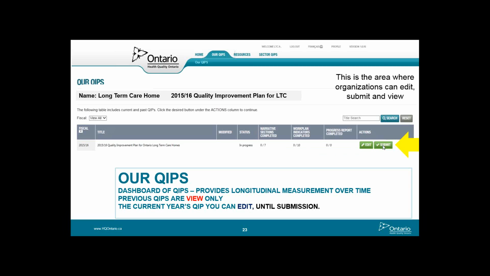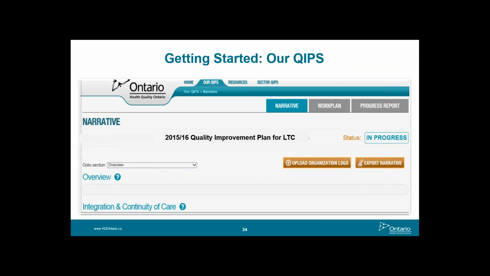There may be common indicators that you're working on, but if there are 10 long-term care homes within a corporation, there will be 10 quality improvement plans submitted. So it is submitted at the facility level. Just to give some clarification there.